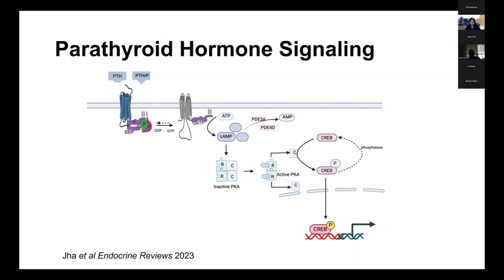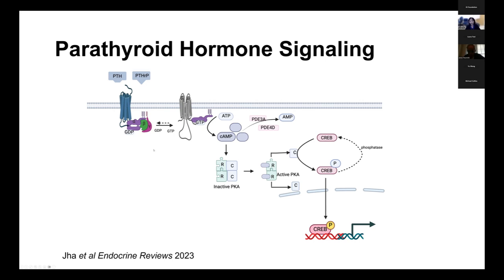So I had mentioned to you that I'll come back to pseudohypoparathyroidism. And so let's review the parathyroid hormone signaling pathway. Both PTH and PTH-related peptide bind to the 7-transmembrane G protein coupled PTH1 receptor and signal through cyclic AMP as a second messenger, resulting in phosphorylation of cyclic AMP response element binding proteins, which translocate to the nucleus and regulate transcription of target genes.